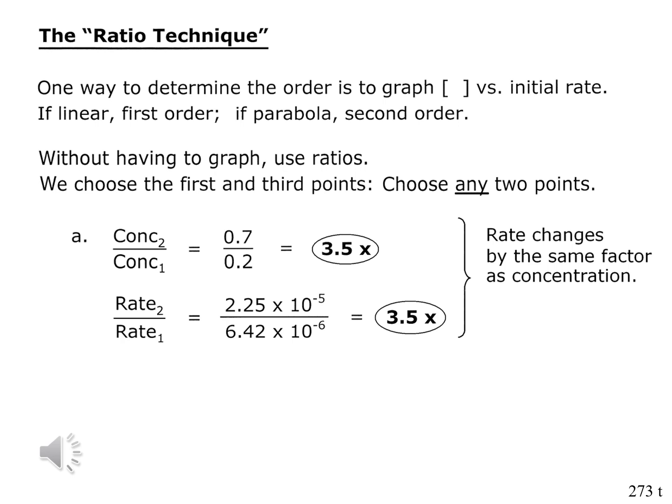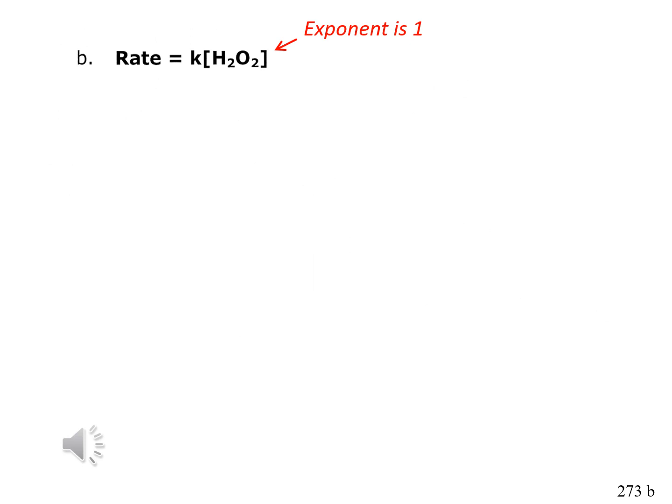And you can see that the two ratios both equal the same number. They both went up 3.5 times. Whenever the rate goes up by the same factor as the concentration, that is characteristic of first order kinetics. If you had used two different points, you wouldn't get 3.5 as the number, but they would be equal. What you're looking for is that you get equal numbers. That's first order. So in a first order rate law, it's going to start out rate equals K, and you're going to raise the concentration to the first power.